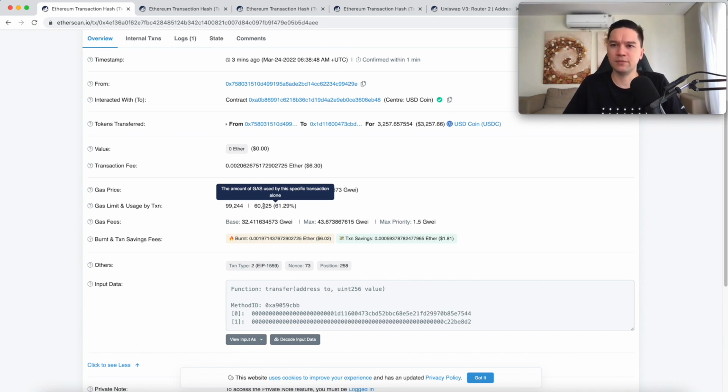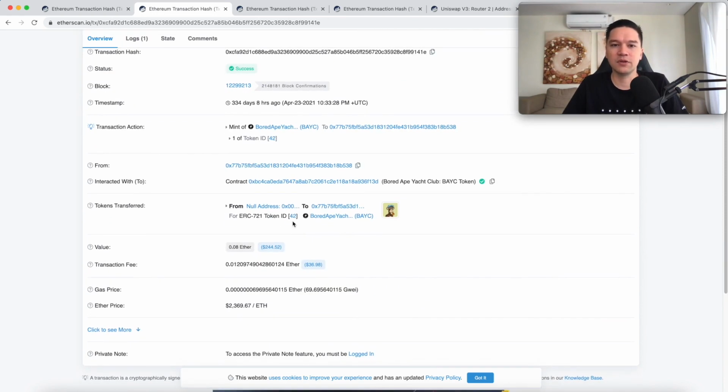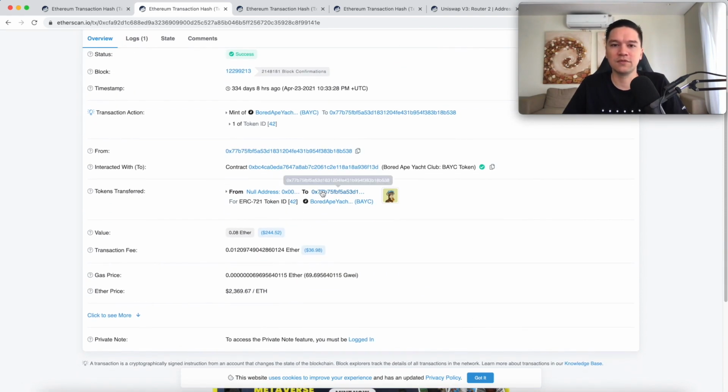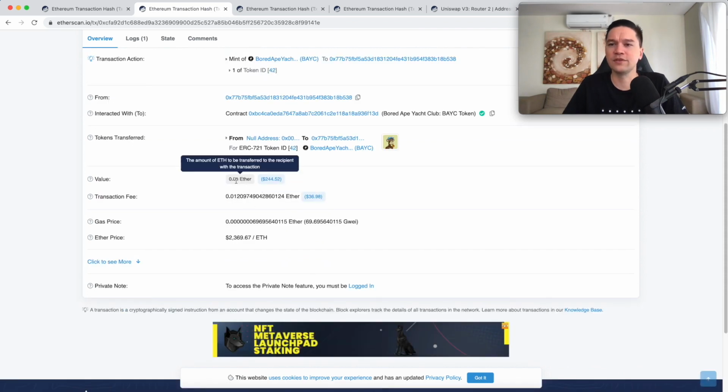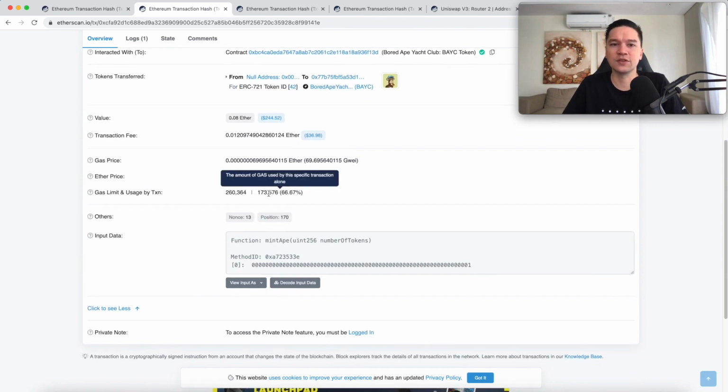Something you may know as being more expensive than transferring ERC-20s is minting an NFT. Over here, I have looked at the Bored Ape Yacht Club smart contract, and this is a past transaction when somebody minted the token. So somebody minted token number 42 to this address and paid 0.08 Ether for it. But the actual gas that was required to execute the transaction was about 173,000. Now, 173,000 is much larger than 60,000. And the reason for that is that minting an NFT requires more computation than transferring an ERC-20 token.